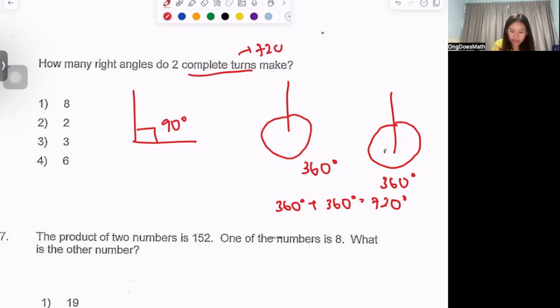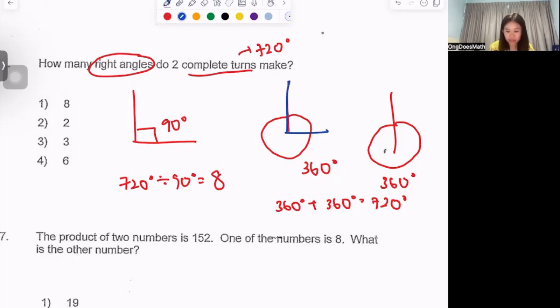And they ask you how many right angle can fit into 2 complete turns. So we just have to take 720 divided by 90, should give you 8. Another way is you can see it like this. This is 1 right angle. This is another right angle. This is another right angle. And this is another right angle. So there are 4 right angles in 1 complete turn, which makes it 8 right angles in 2 complete turns. So answer should be option 1.